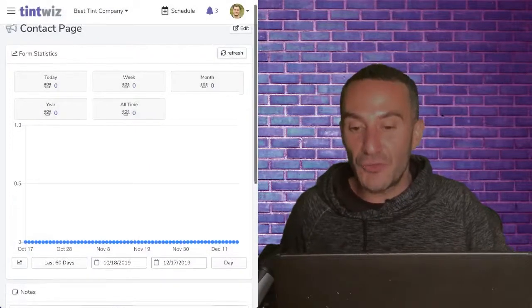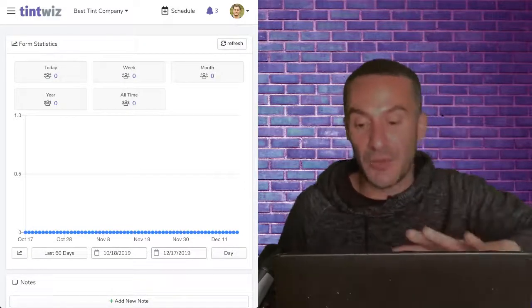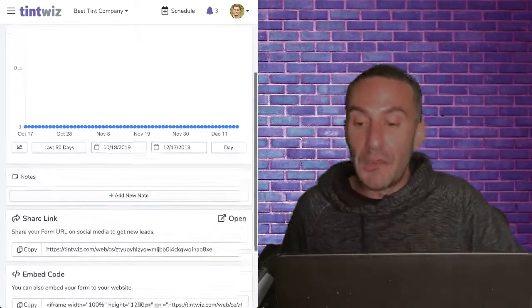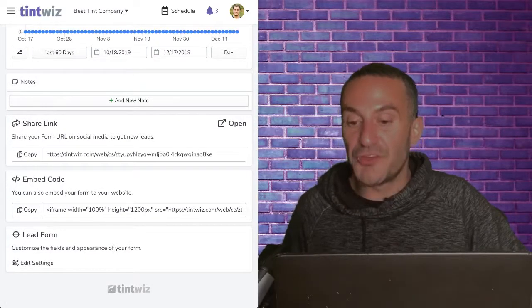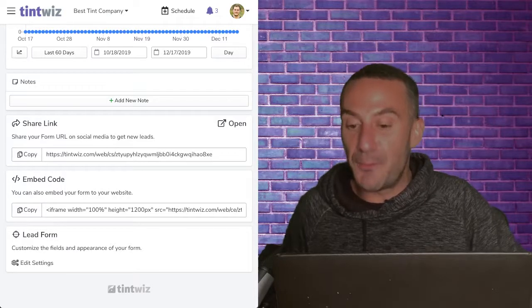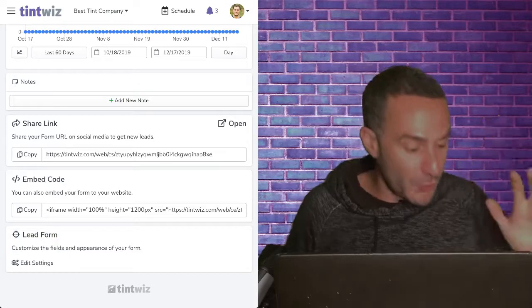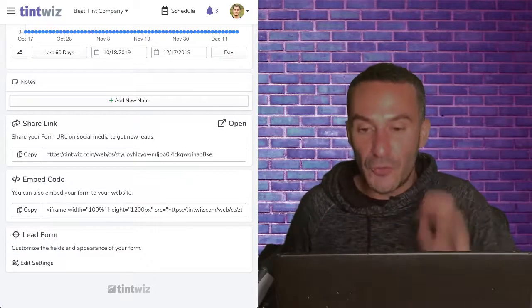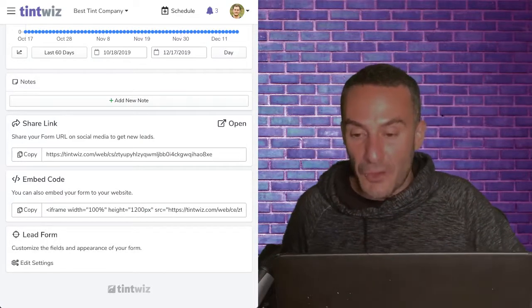Now, what I have first and foremost are the stats. These lead forms come with tracking, so you're going to be able to see the stats of the leads that come in, currently, past, and so on. Below that, you're going to see some very helpful things: the share link area, the embedded code area, and the lead form customization area. I want to go through these things one at a time and show you how simple it is. First and foremost, I want to show you how these lead forms work. So we're going to do the share link.